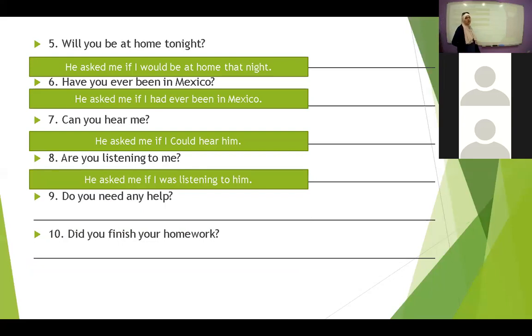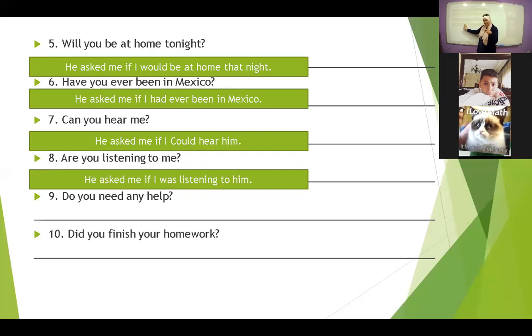By the way, we don't say it with that pronunciation, miss. Be careful when you pronounce this verb. He wondered, or he wanted to know, or he asked if I was listening to him. Can I delete this me? Can I say he asked if I was listening to him? Yes, we can delete the object pronoun me.